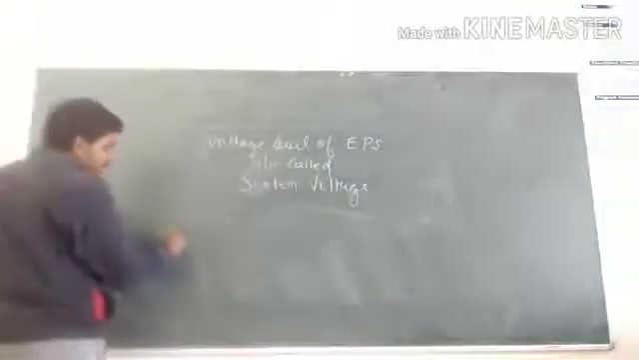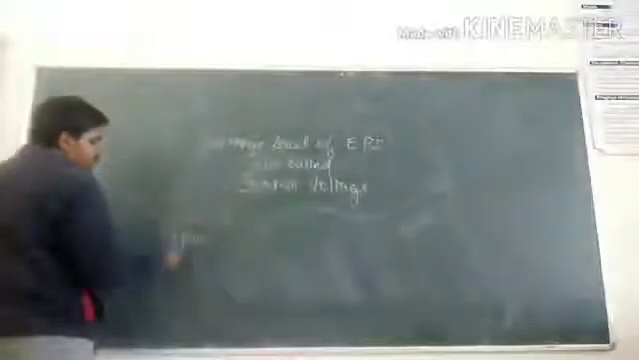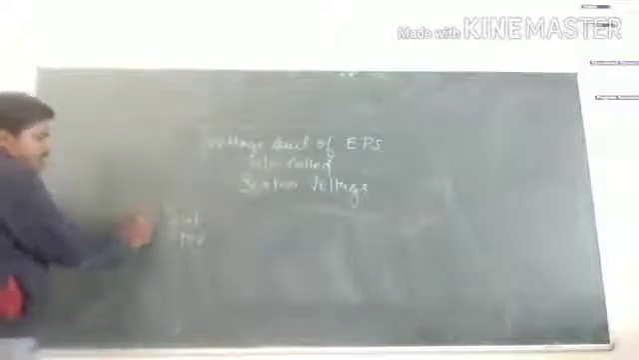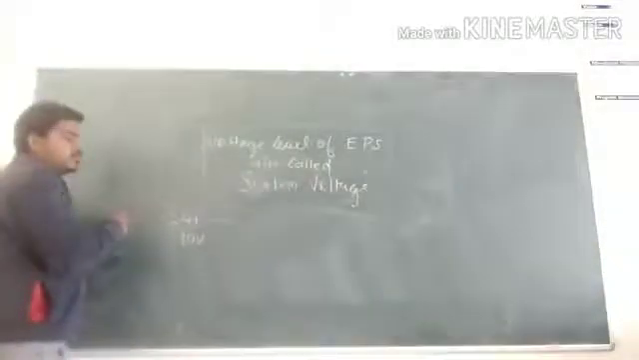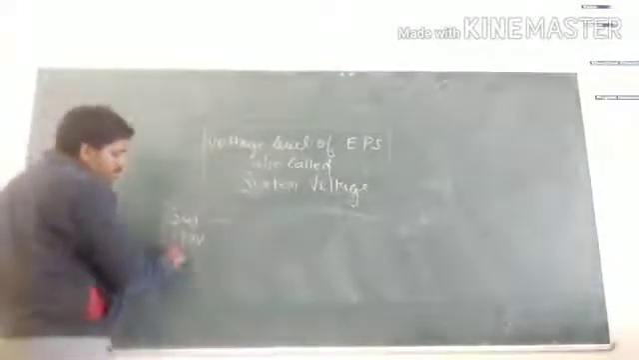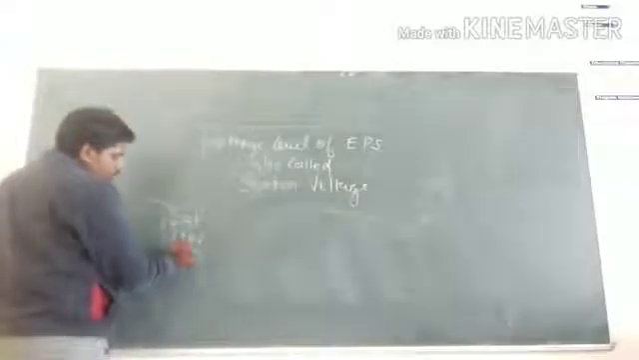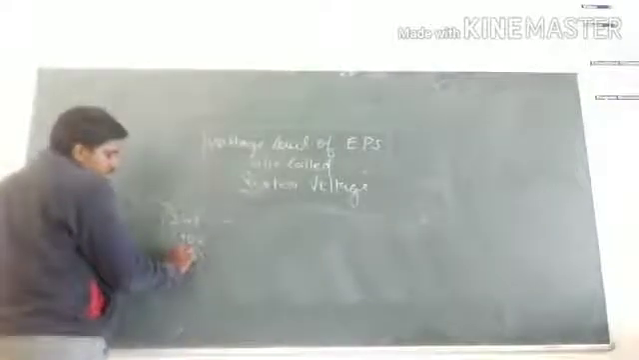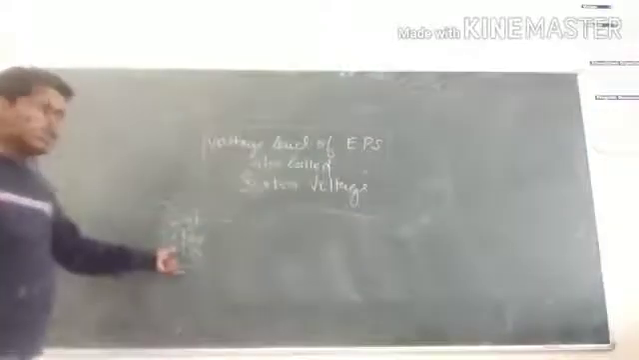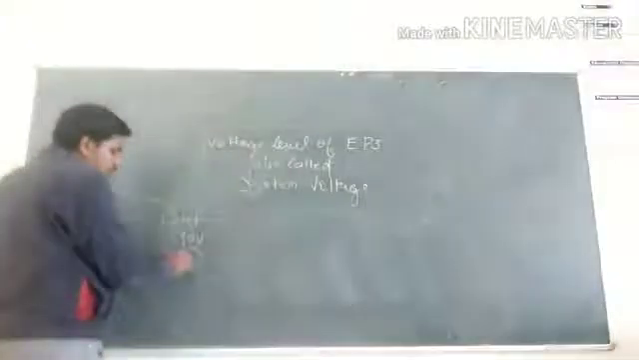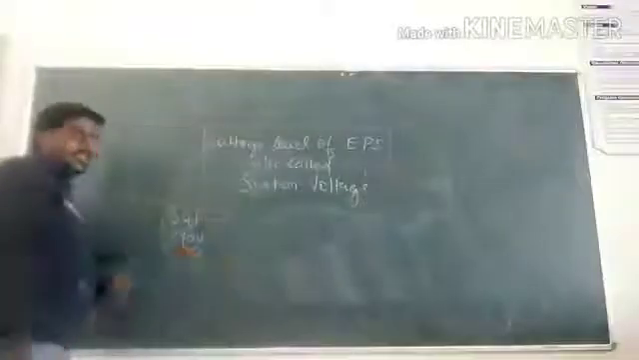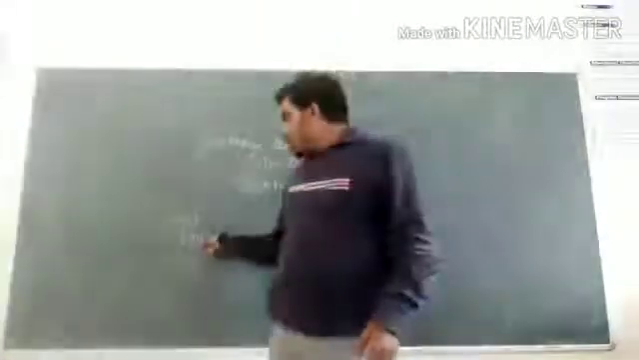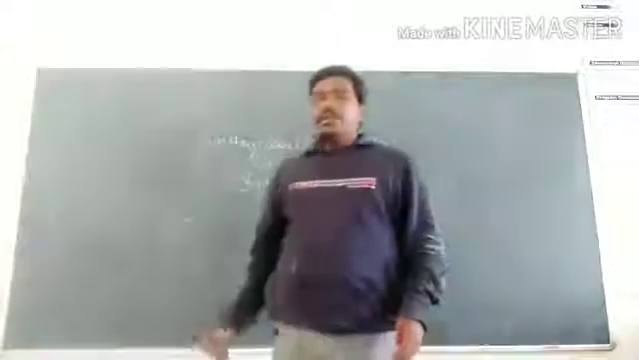Rated means beyond that. Suppose it is 240 volts. If you give 241, it can exceed its thermal limit and it can also get damaged. You also cannot give too little voltage. If you give 220 volts, it can operate. But if you give a very low voltage, let's suppose 100 volts, it cannot operate. It will stop working. So 240 volts is my rated voltage.